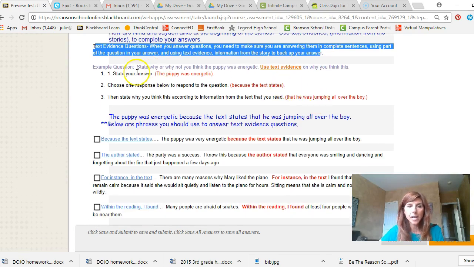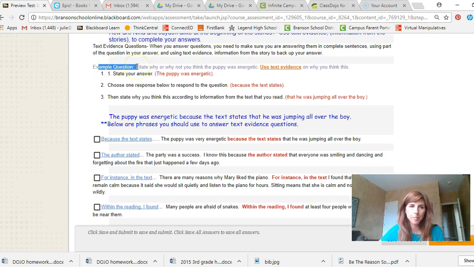For example, this is just an example question: state why or why not you think the puppy was energetic. Say you're reading a passage about a puppy, and it asks you why or why not you think the puppy was energetic. So use text evidence on why you think this. First, state your answer. Look at the words in red. These are what you would write: the puppy was energetic. This is part of your sentence.